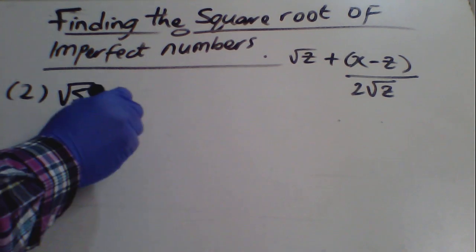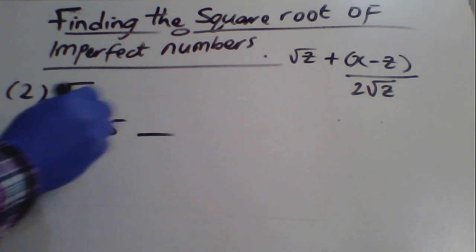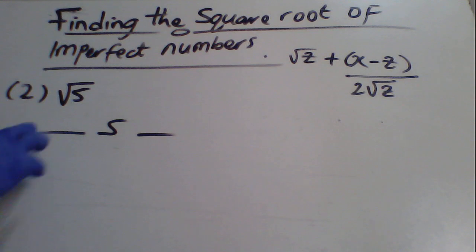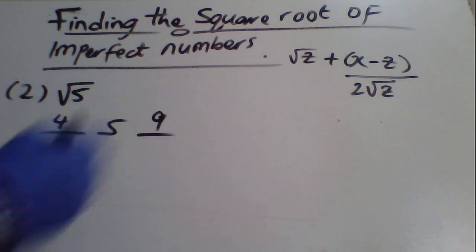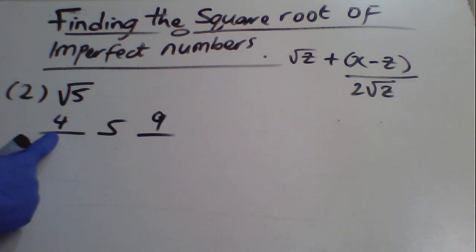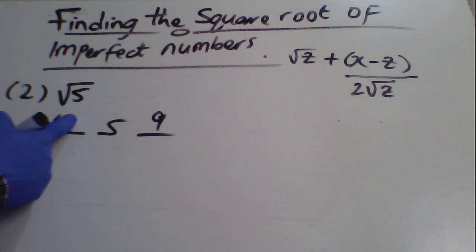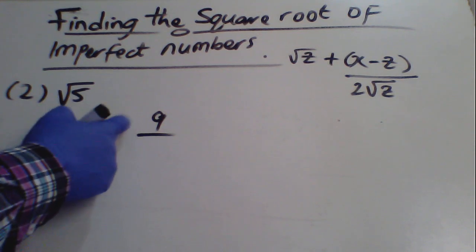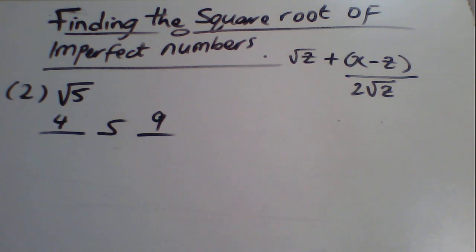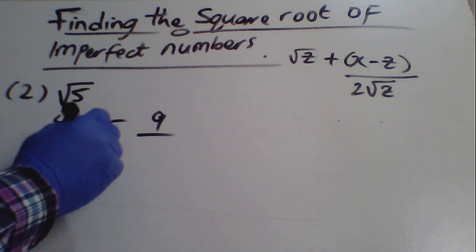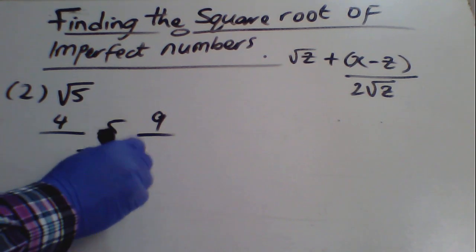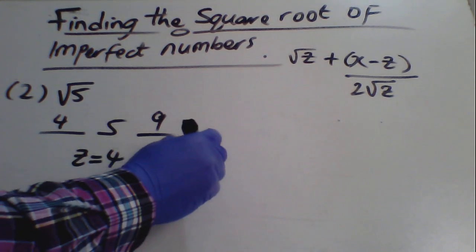So 5 here, what perfect number will give us a perfect square that is near 5? We have 4 here and we have 9 here. The closest is 4. You only need to move 1 digit to the left. If you are moving to the right, you need to move 4 digits. So 4 is the closest. In this case, Z is equal to 4 and S is equal to 5.